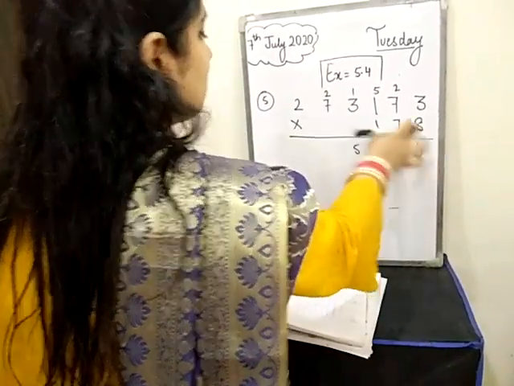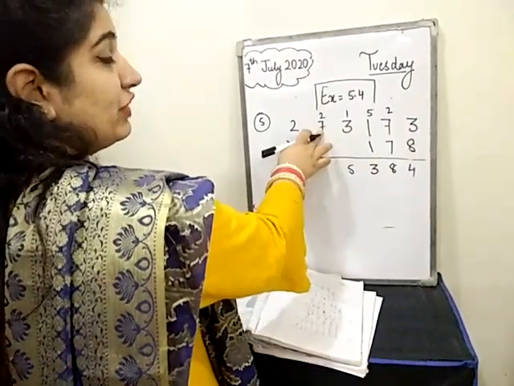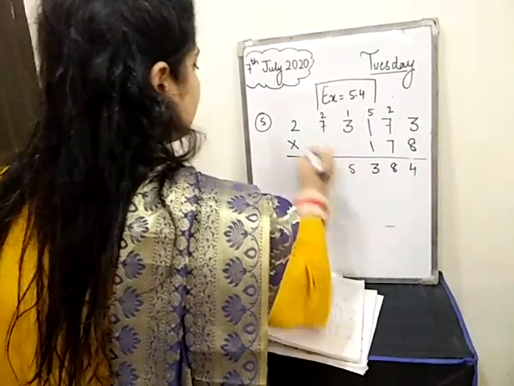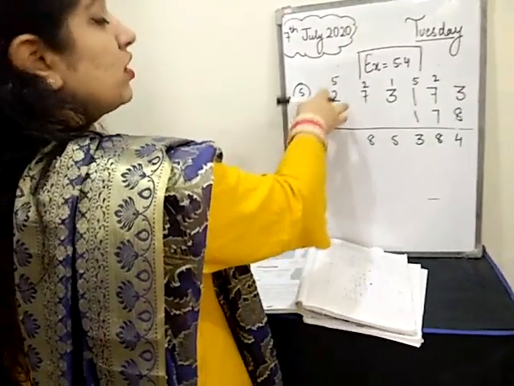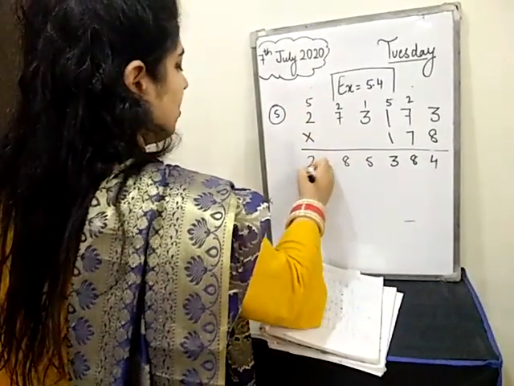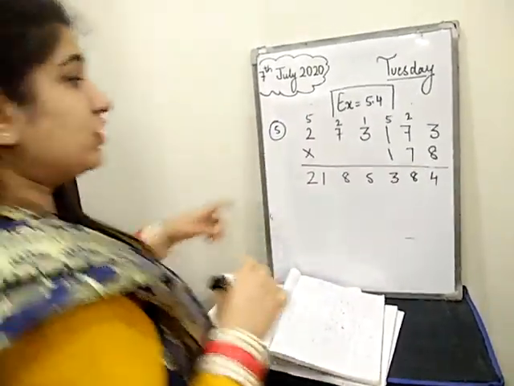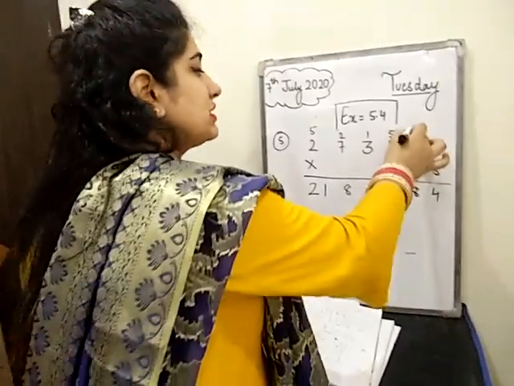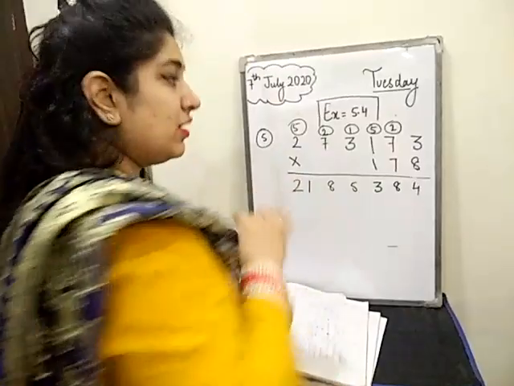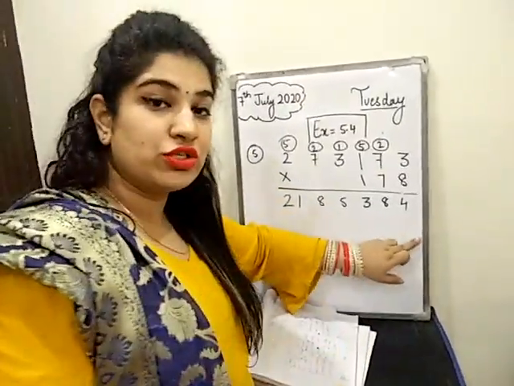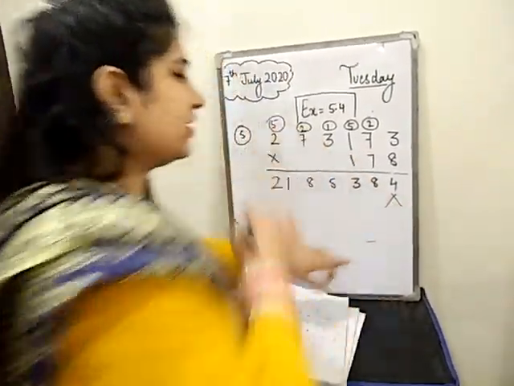Now 8 with 7, again 56 plus 2, 58. Here 5. 8 with 2 will be 16 and 5, 21. Now what you will do? You will circle all these, carry 1. Clear? Now what you will do? You will put a cross here.